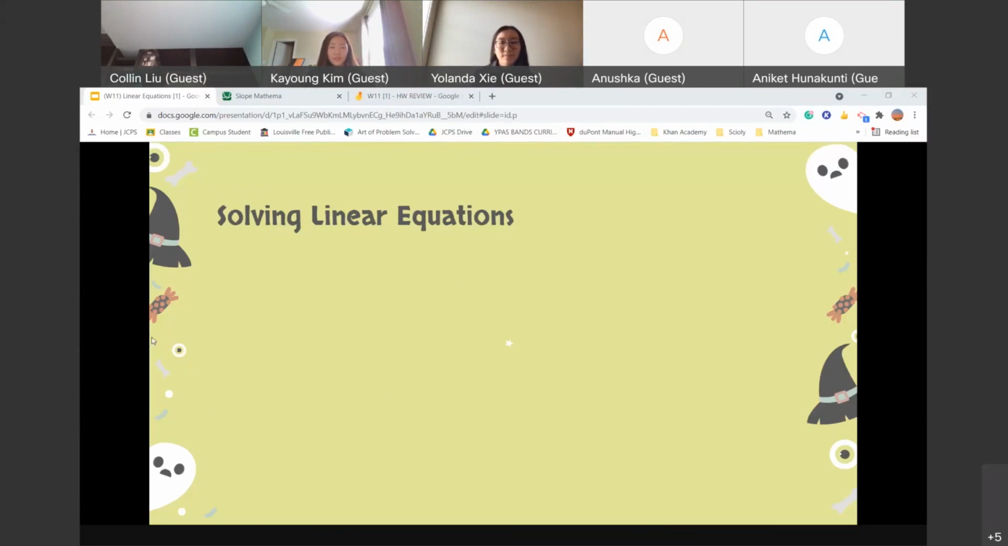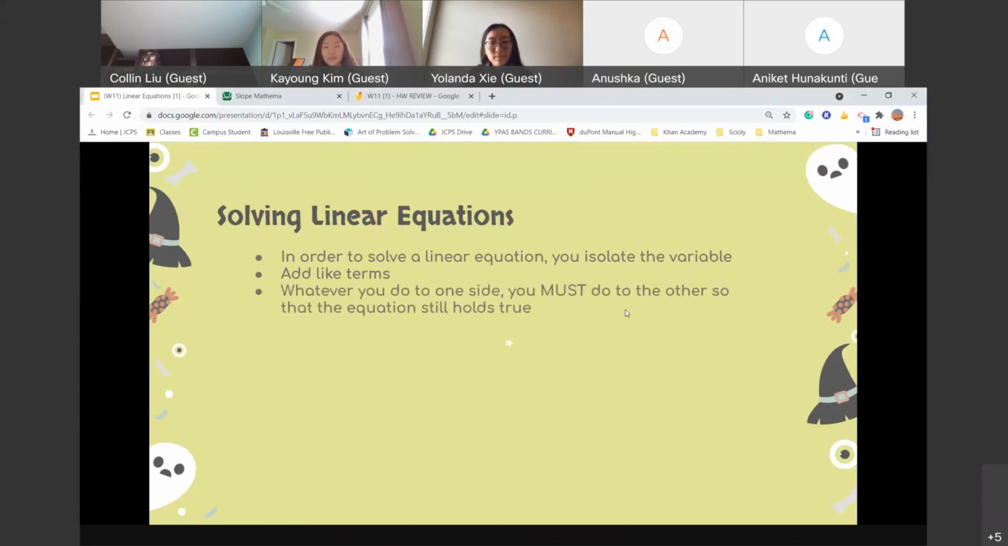I have a feeling that some of you might already know how to do this, but this is very, very important and it's always good to review a little. This won't be too in-depth, but hopefully it should be pretty familiar. In order to solve a linear equation, you try to isolate the variable and you add like terms.